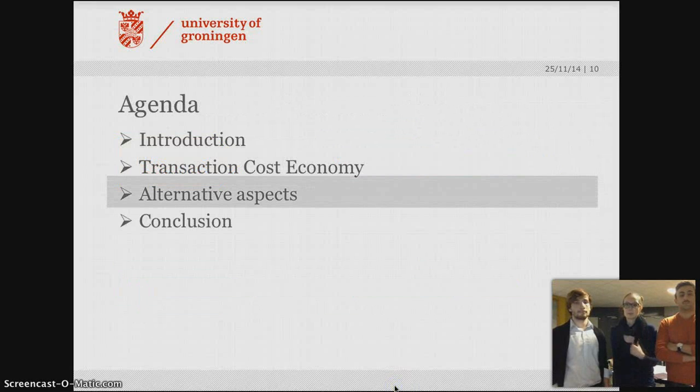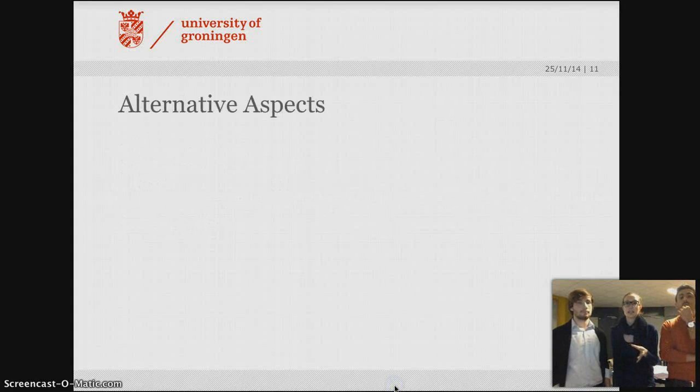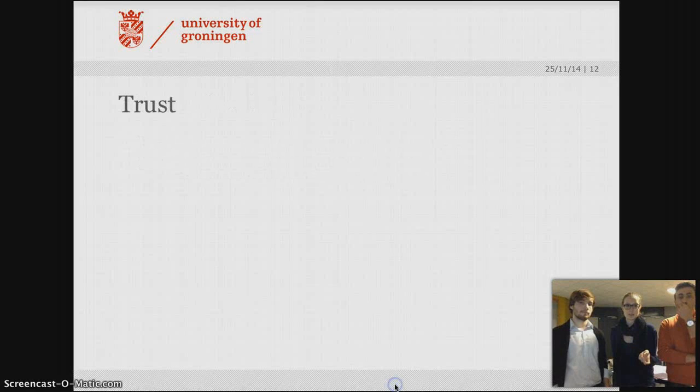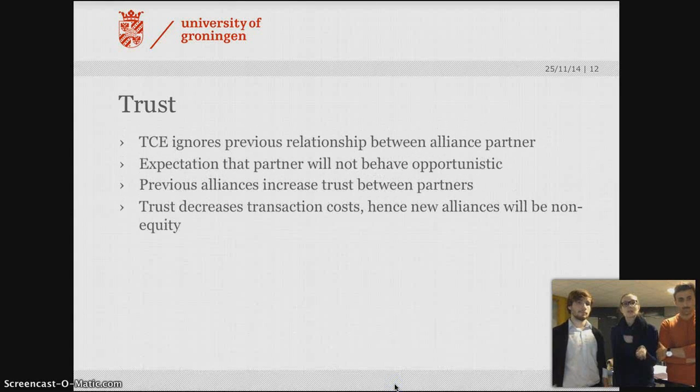Then from our papers we find some alternative aspects on this theory. These theories also take into consideration trust and institutional environment. How does trust influence transaction cost theory? What is trust, first of all? When you trust somebody, you expect that your partner will not behave opportunistically. That means that your transaction costs will be lower because you don't need to monitor him or somehow enforce your transaction or your relationship.